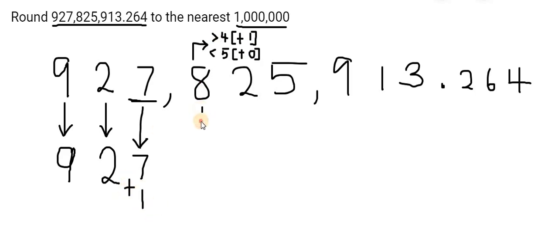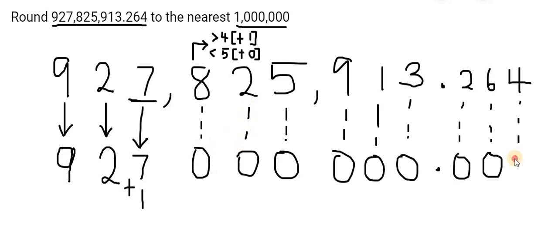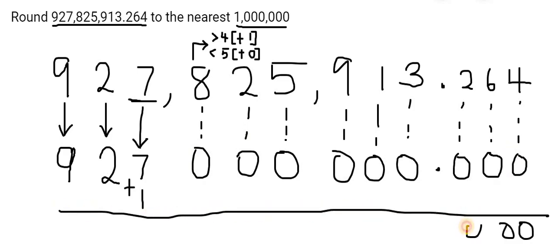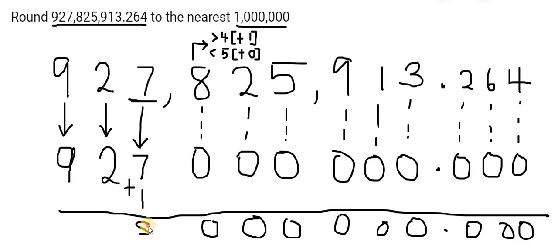And the remaining numbers we convert to zeros. Now when we complete the addition, that'll be a bunch of zeros. 7 plus 1 is 8. That's 2, and that's 9. So that number, rounded to the nearest million, is 928 million.